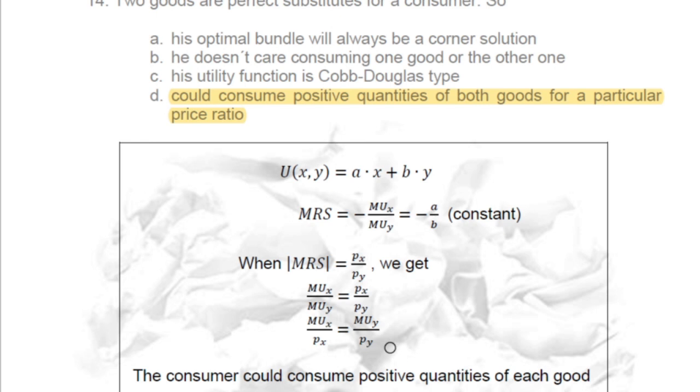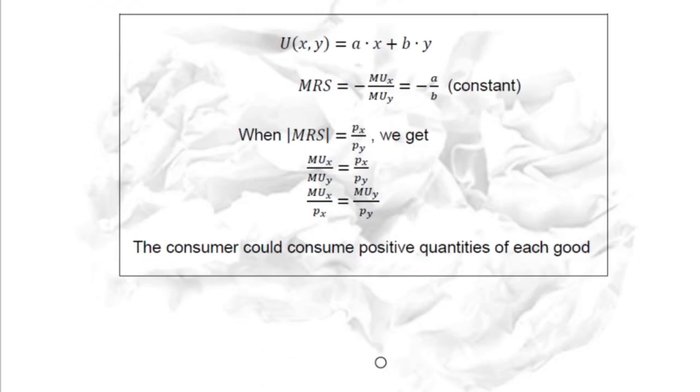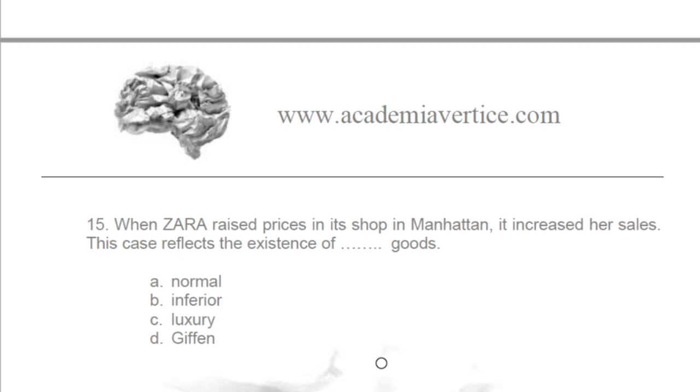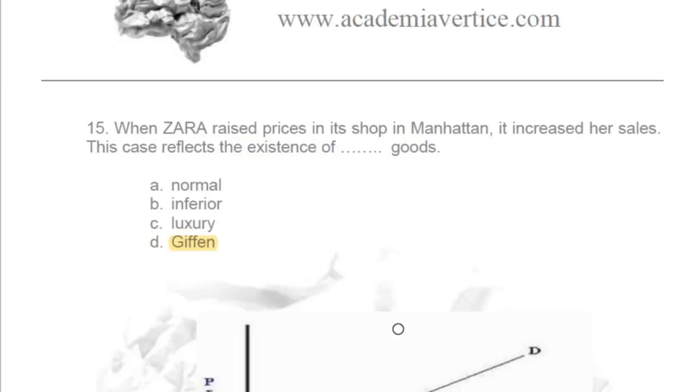So I don't mind consuming all my money on one good or all my money on the other good, or even a part of my income on good x and the other part on good y. Well, when Zara raised prices in its shops in Manhattan, it increased its sales. This case reflects the existence of Giffen goods. A Giffen good is a kind of good that when you increase its price, you sell more, so the demand increases.